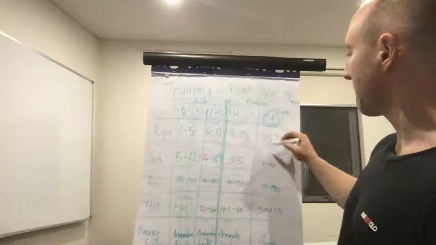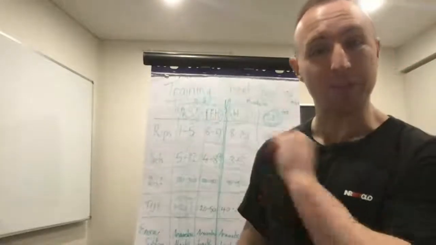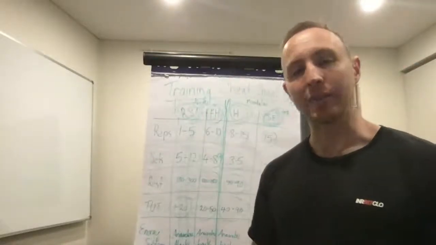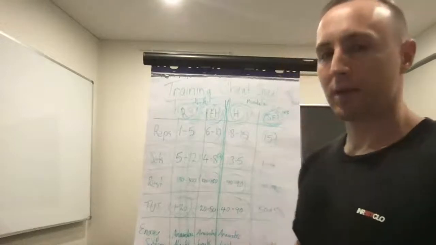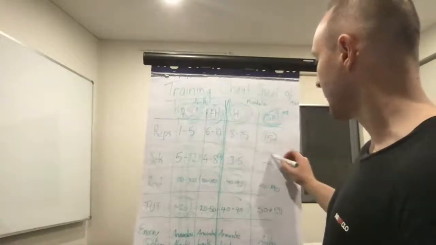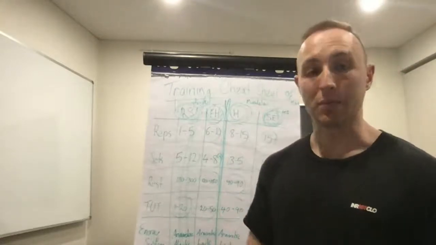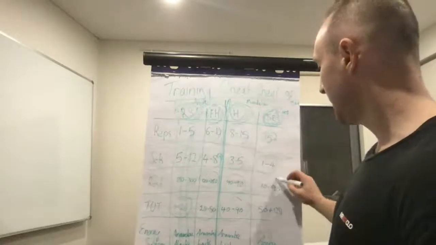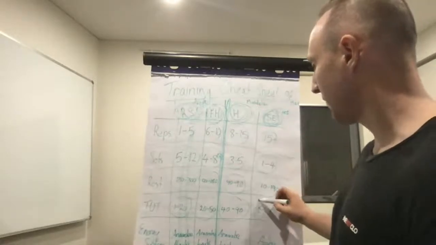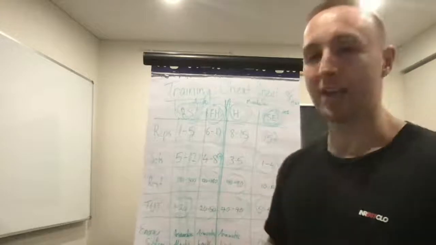Easy one to remember. Then strength endurance, you're doing 15 reps plus. Yes, you can do 100 reps if you like. I do love doing that one on the leg press, but it's brutal. Then 1 to 4 sets, 10 to 90 seconds rest, and time and attention is 50 seconds plus up to 120.